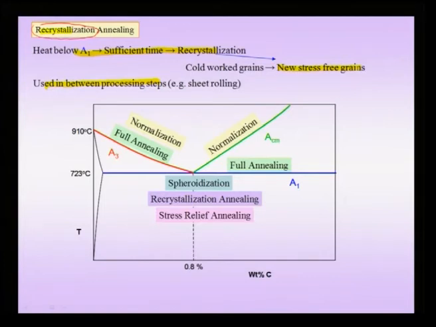So, in recrystallization annealing, which is carried out just below A1 temperature, you have a material finally produced which is also very, very ductile, and this is carried out below A1 for hyper and hypoeutectoid steels.